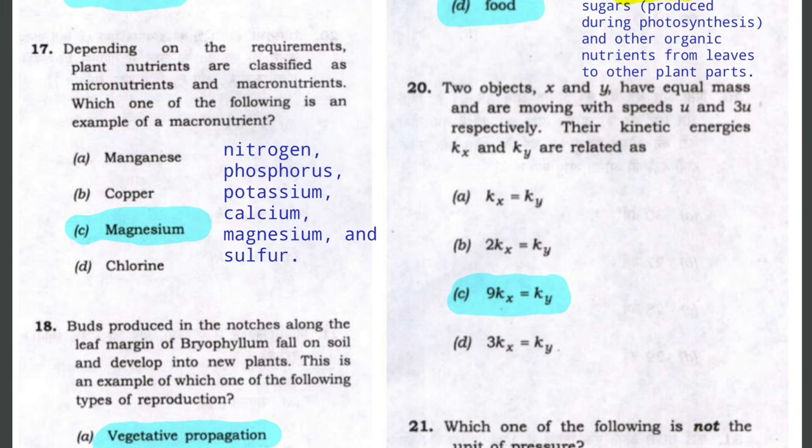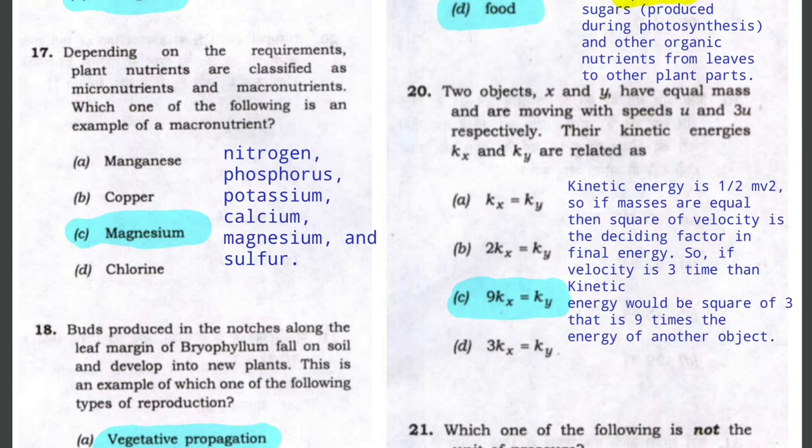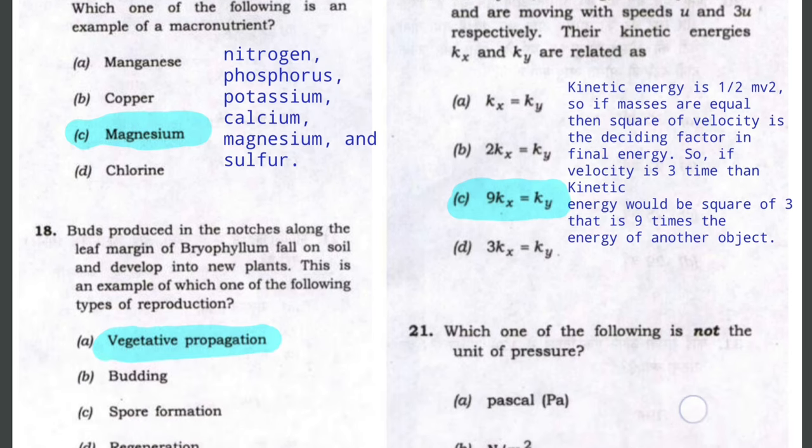This is related to kinetic energy. So kinetic energy is equal to half mv square. So if x and y have equal masses, then velocity will be the deciding factor, and so if the velocity is 3 times, then the energy would be 3 square times, which would be 9 times. So option C would be the answer.